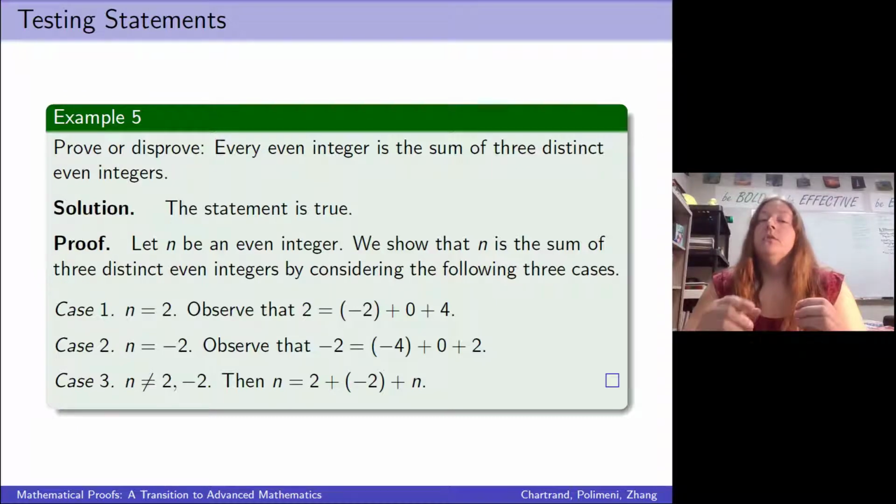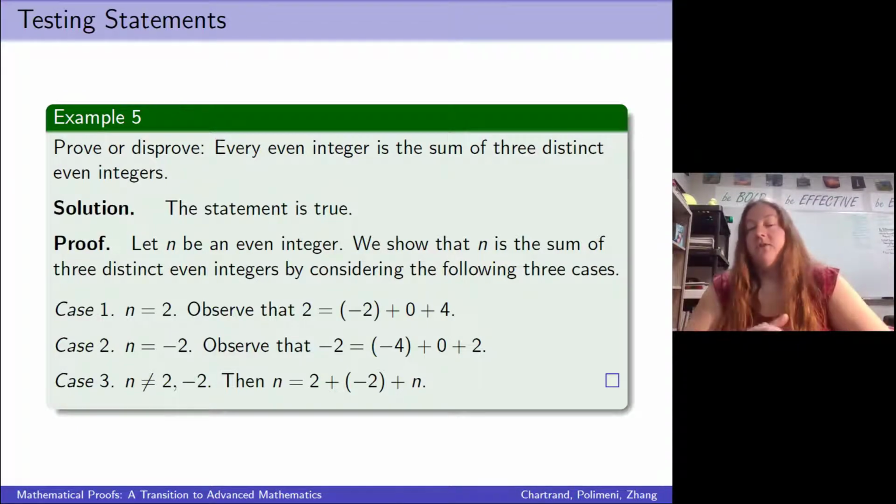So then all I have to do is show the case where n equals 2 and the case where n equals -2, and that I can do this. I can add three distinct even integers together to get these numbers, and I'm done. So it's easy enough to see that 2 equals -2 plus 0 plus 4, and -2 equals -4 plus 0 plus 2. So I can come up with these sums fairly easily for two integers, and then I can go with the general form for all of the rest of the integers.